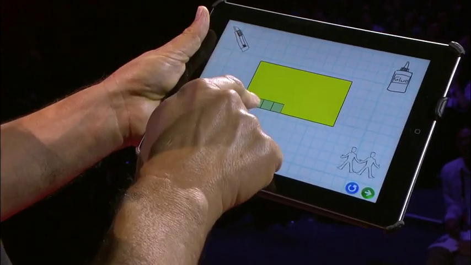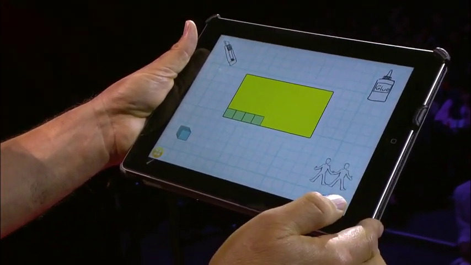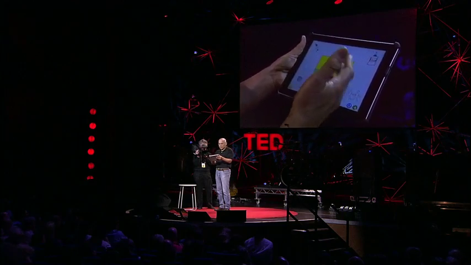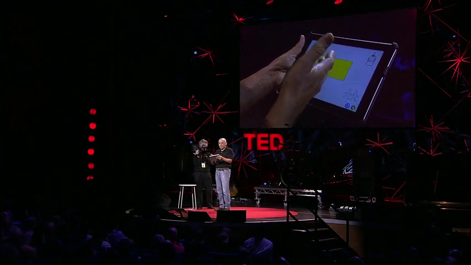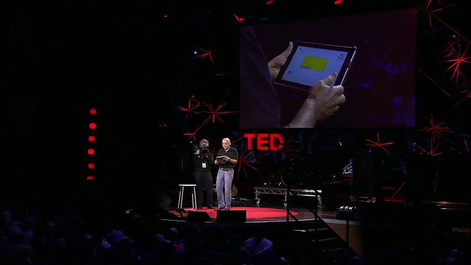Now, this transformation has doubled the area of the original figure, and therefore we have just learned that the area of the triangle equals the area of this rectangle divided by 2. But we discovered it by self-exploration.